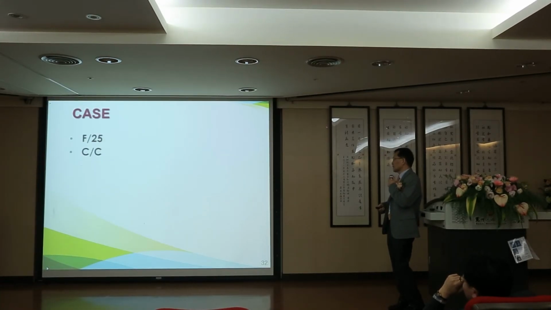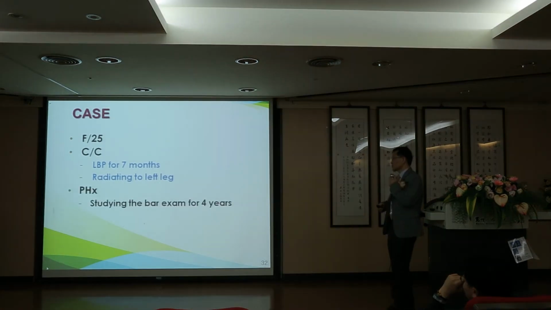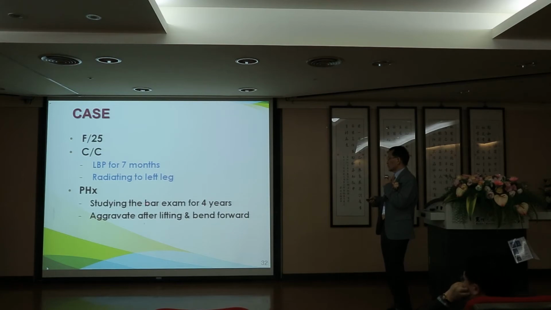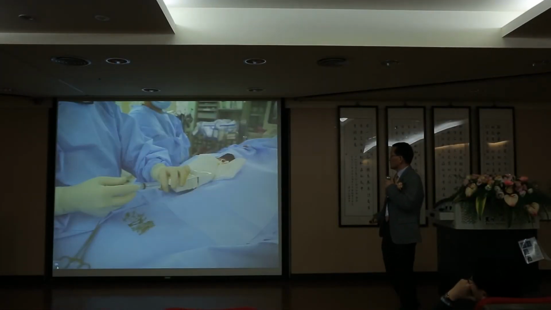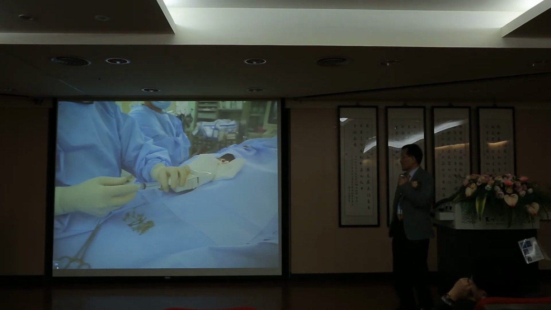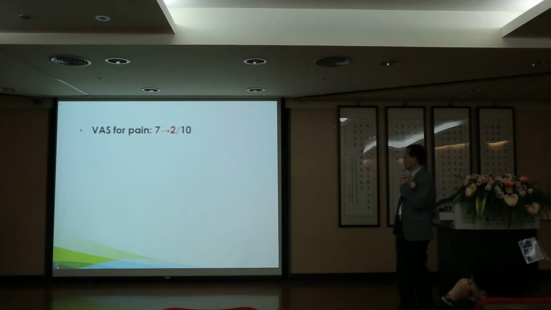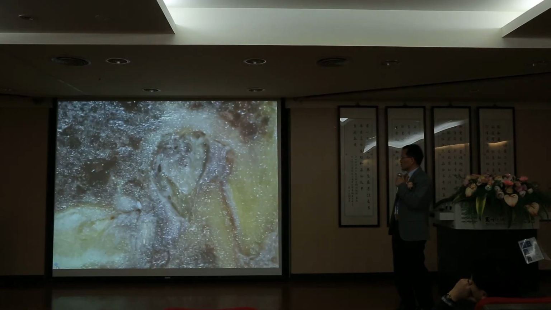A 25 years old female, had 6 months of low back pain radiating to the left leg. To inject and do chemical lysis like this, we use jelly, hyaluronidase, and steroid. Her pain decreased from 7 to 2 out of 10. She can study, and she doesn't need any more medication and treatment.